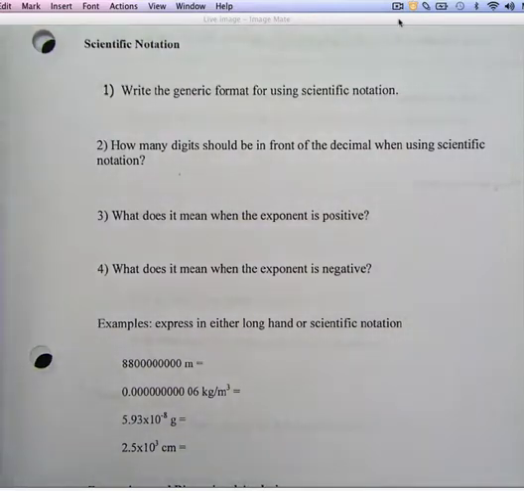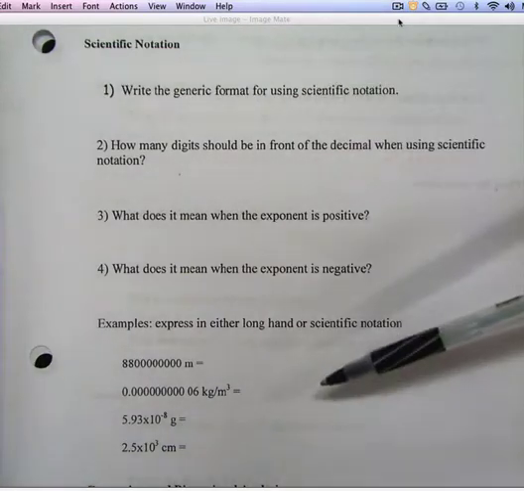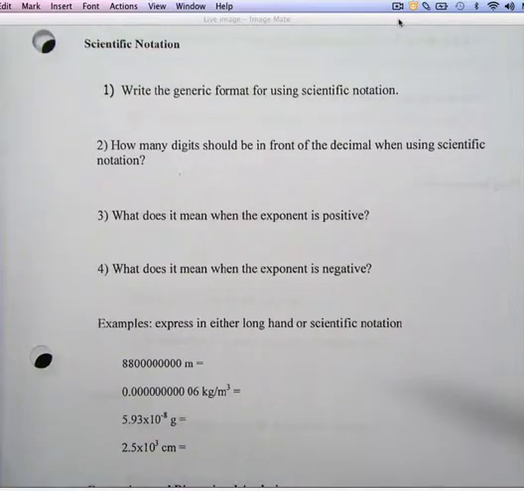All right, here we go, chemistry kids. It's scientific notation review. This should sound familiar from math, I hope. If it's not, I hope this little review will get you going and get you in the right direction.